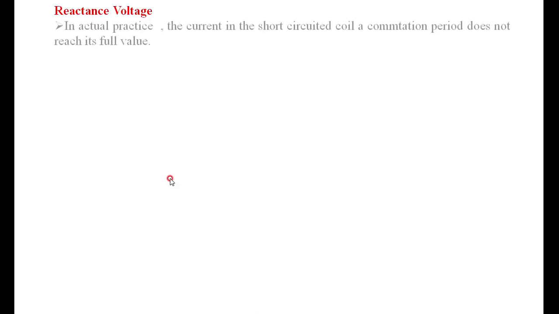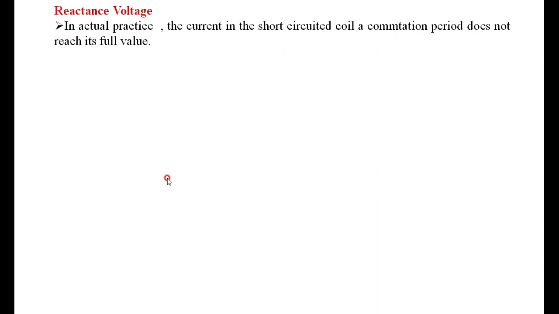Then the next method is the EMF commutation. Before discussing the EMF commutation, we will define what we mean by the reactance voltage. We know that the current changes from one direction to the other direction. You have seen in the previous section that the current goes from 20 amperes in the positive direction, goes on decreasing to 0, then reverses and increases in the reverse direction. It means there is a continuous change of current in the coil as it is moving in the magnetic field.